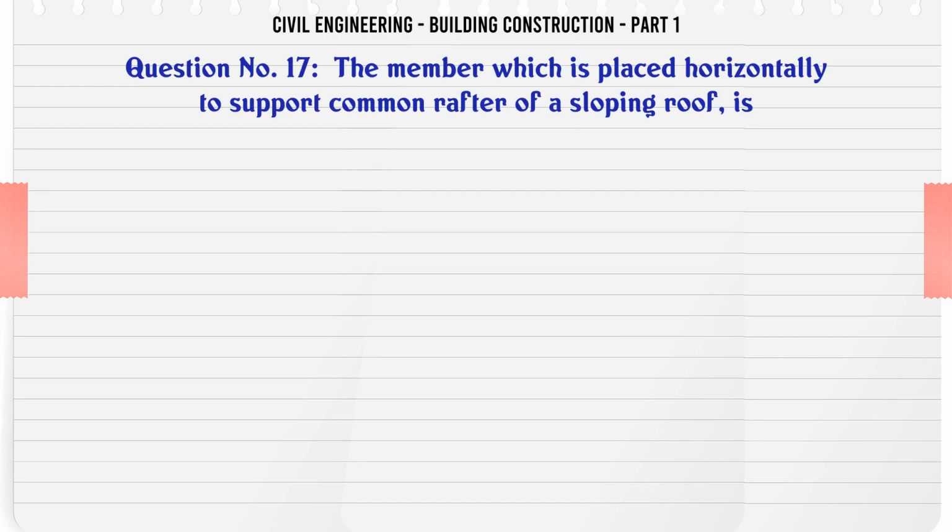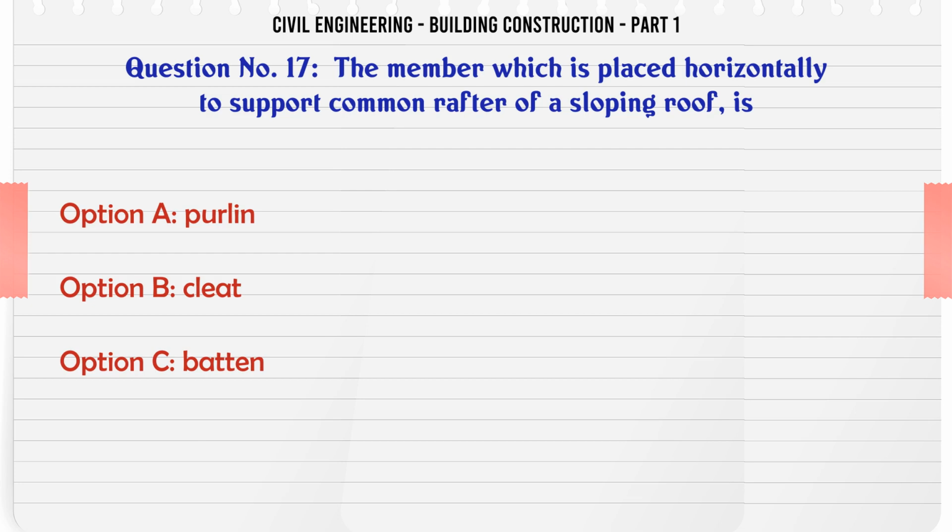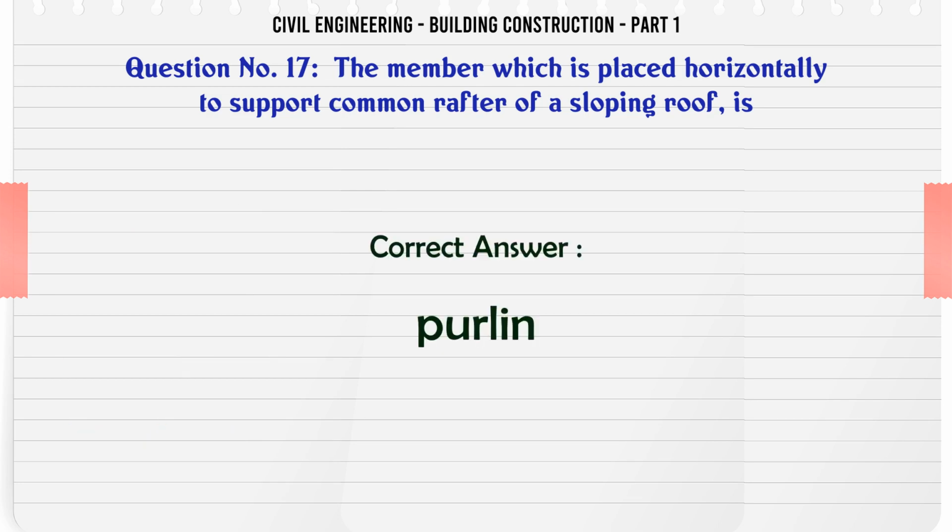The member which is placed horizontally to support common rafter of a sloping roof is A. Purlin, B. Cleat, C. Batten, D. Strut. The correct answer is purlin.